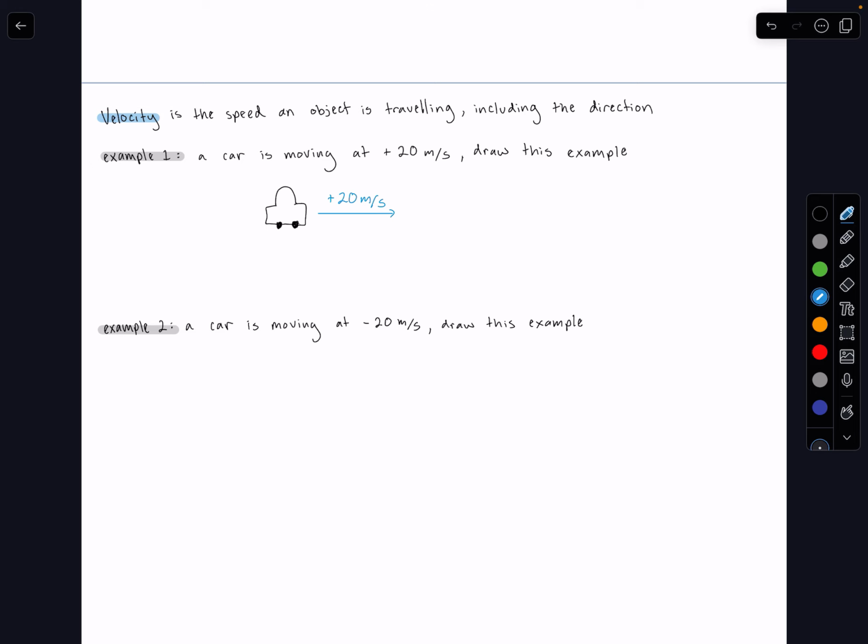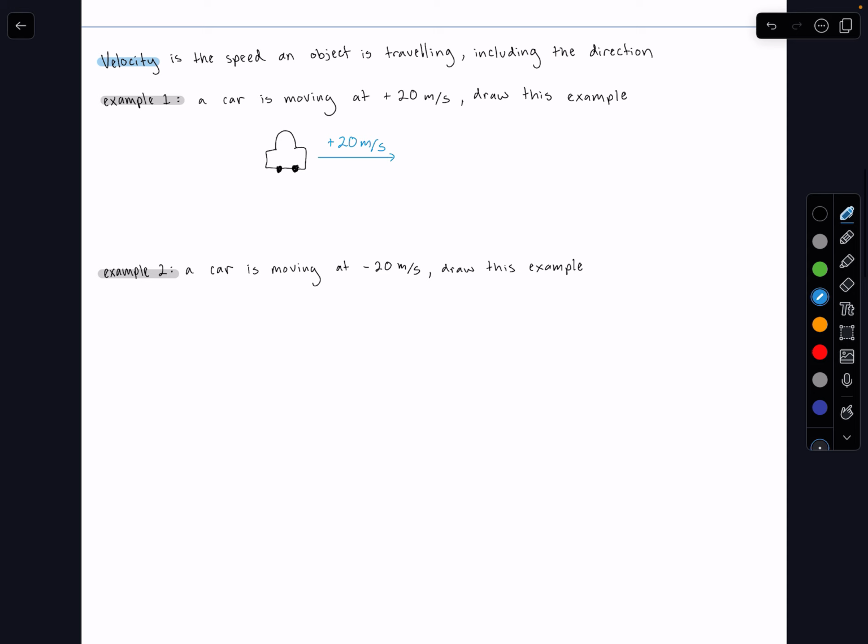So let's say we have a car and it's moving, but instead of being at positive 20 meters per second, this time it's going at negative 20 meters per second. So we have a car, my classic looking car. But since it's going in the negative direction, we know it's going to the left. We also know that it's going at 20 meters per second. So it's negative 20 meters per second in the left direction. So every second that passes, the car is traveling 20 meters in the left direction. So I think that's velocity.